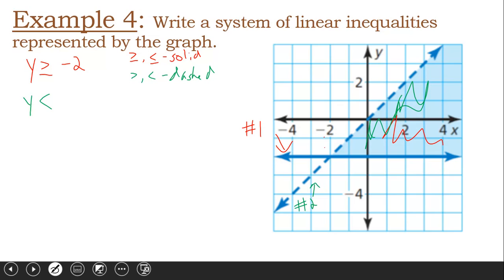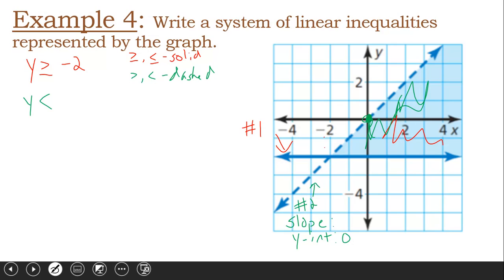Well, what do you need to write the equation of a line or an inequality? You need the slope and you need the y-intercept. So we have to identify the slope and the y-intercept of our dashed line. We can see the y-intercept occurs right here. Where does it cross the y-axis? It crosses the y-axis at 0.